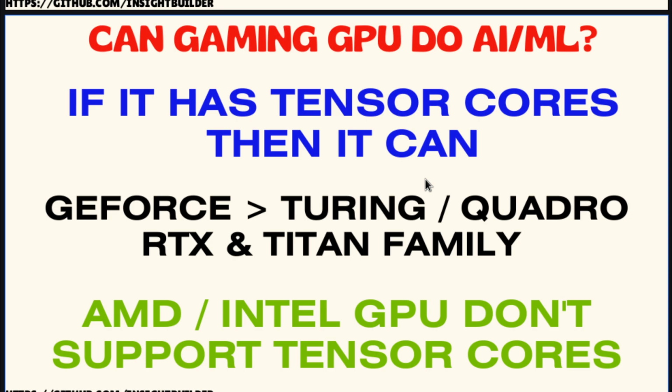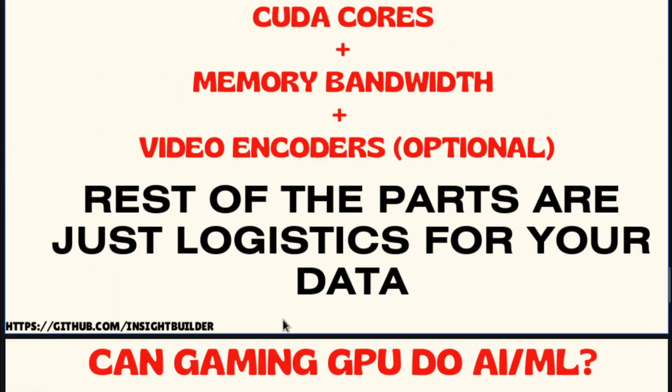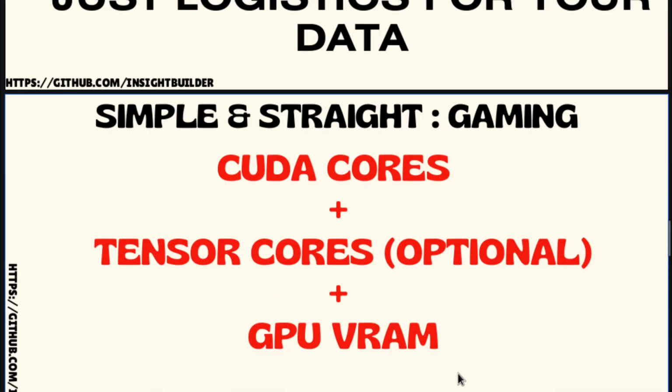If you're owning a GeForce RTX with an architecture that is after Turing, then it will support tensor cores. Quadro and Titan family Nvidia cards also support tensor cores. So if you have any of these cards, rest assured, your graphics card supports tensor cores. However, if you have an AMD or Intel GPU, it does not support tensor cores, and it does not support CUDA cores also. The critical point is that AMD and Intel GPUs are purely gaming-related GPUs.